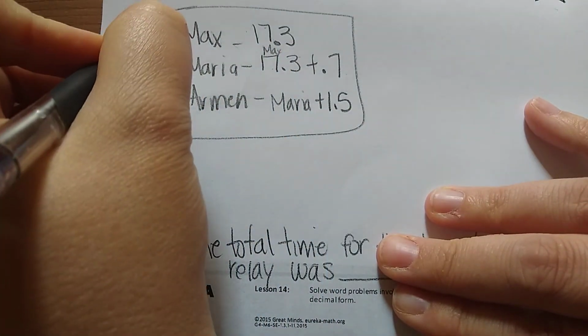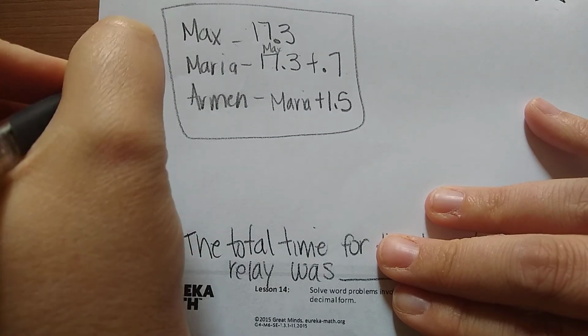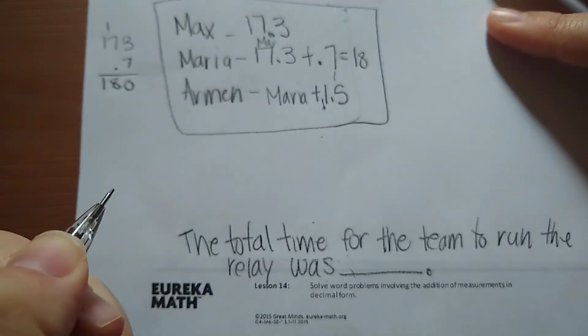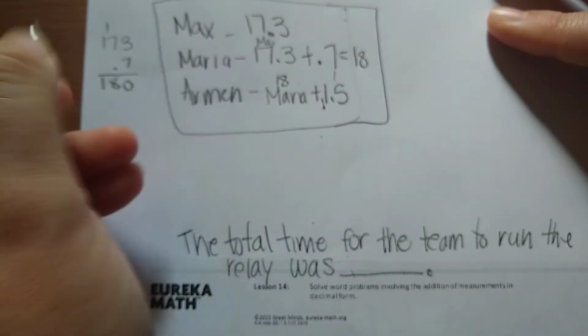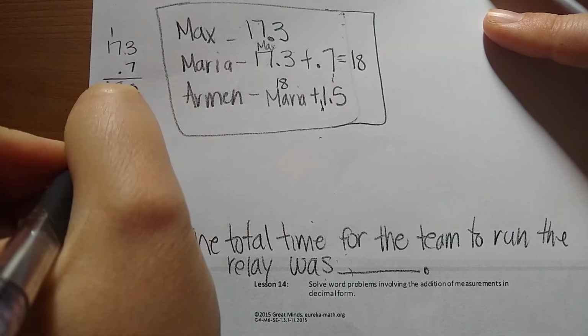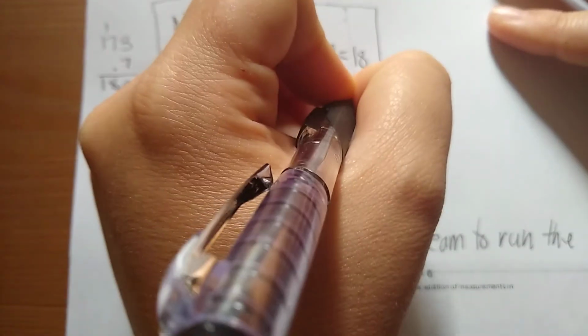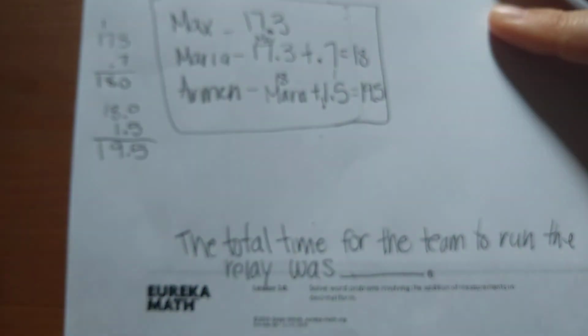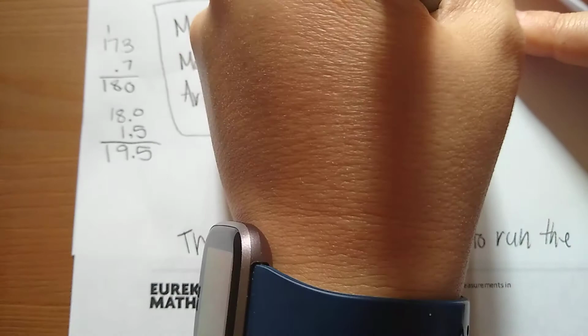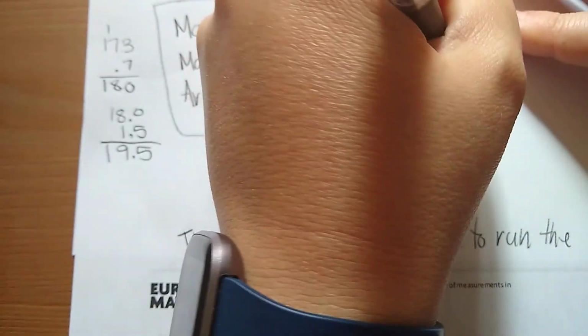So over here I'm going to do 17.3 plus 0.7. So Maria was, box a little bigger, 18 seconds. So then we can replace Maria with 18 seconds. So we can put 18 seconds plus 1.5, and that's 19.5. So now I need to know, do I need to know what one of them did? No, I need to know what the whole team did. So now I'm going to add 17.3 plus 18 plus 19.5.